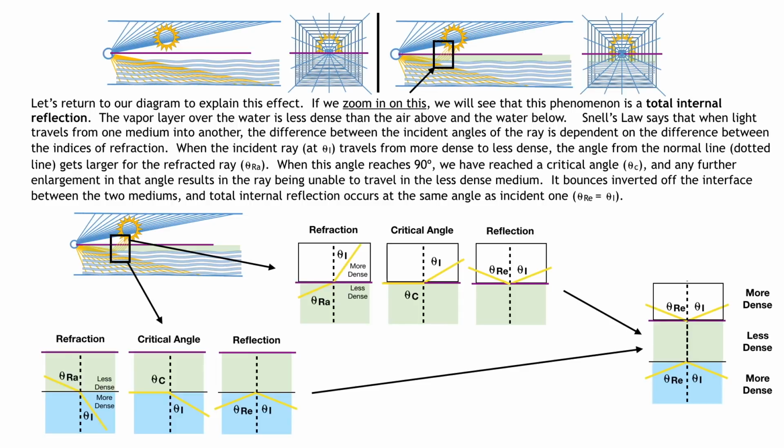So I can take that water and vapor layer example, and I will invert it to become the more dense air layer, colder air, and then the less dense vapor layer below it. And the same phenomenon occurs, but inverted. And then I can take these two and stack them together, and I have a more dense, less dense, more dense medium. And we will then place that within our view to see how it is that we are seeing a total internal reflection.